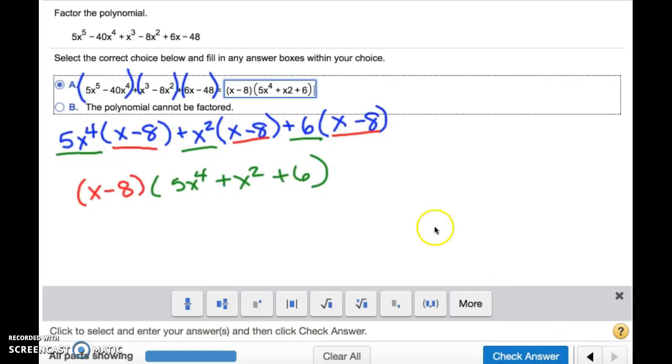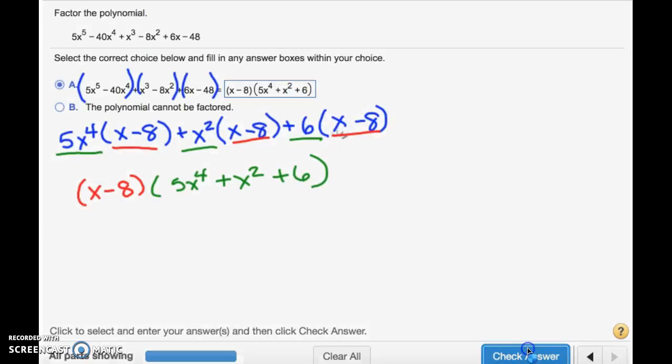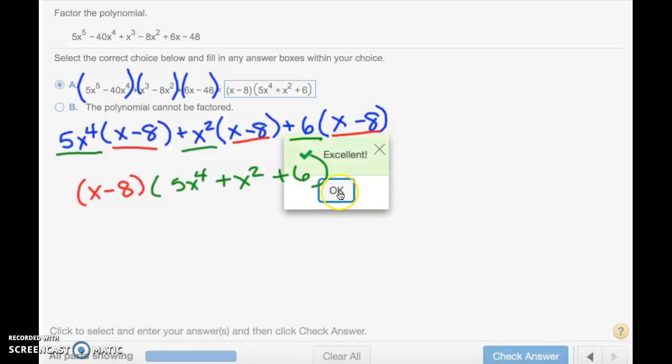And then, oops, I did not have squared there. Check my answer. And that's how you figure that one out.